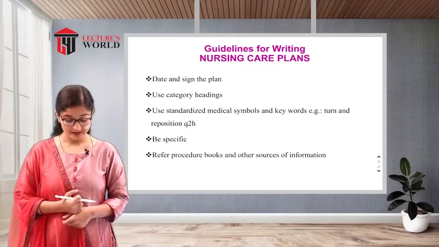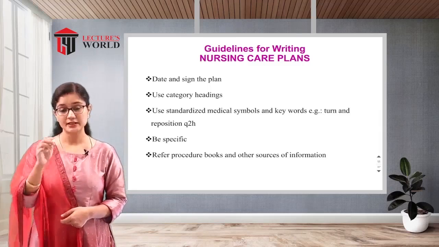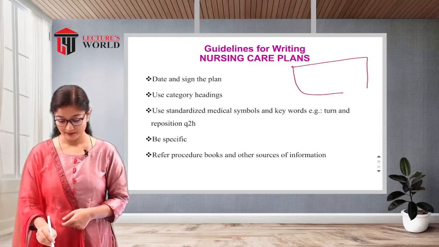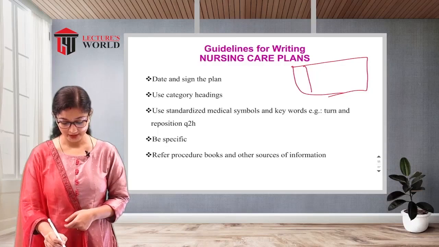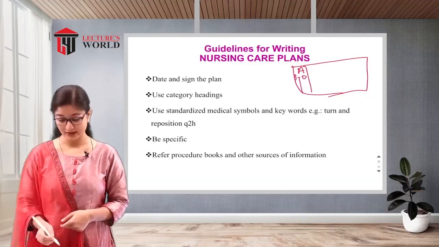Okay. Next is use category headings. Category headings, as I told you, we write down. Assessment, as I told you, we are going to take an A4 size paper, draw it like this, and write down assessment, and in assessment you can write subjective data and objective data. This way you are going to always write your care plans.